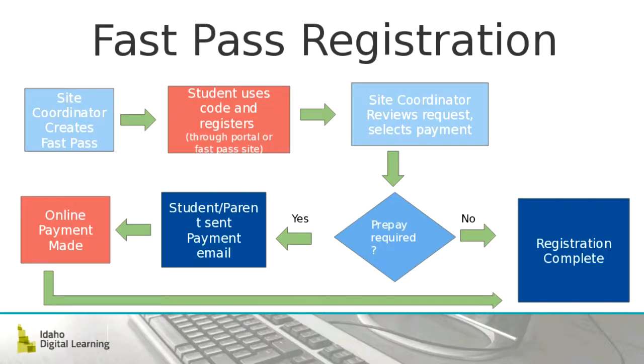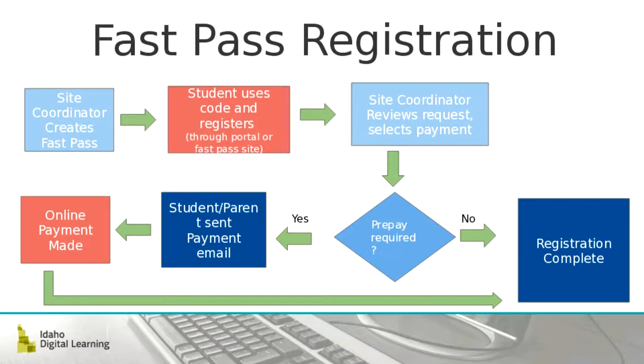So FastPass registration, if you're not familiar, this is just a quick overview. A site coordinator will create a FastPass. The student uses the code to register. They will do that through either the portal or the FastPass site. Then the site coordinator reviews that request and selects the payment option. If prepayment is not required, then the registration is complete. If prepayment is required, the student and parent is sent an email and they just get a link. They can go online and pay.